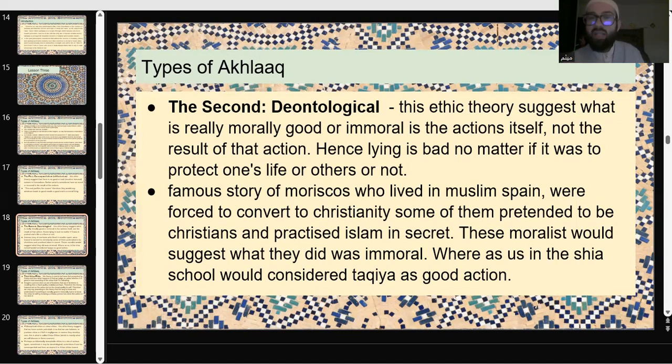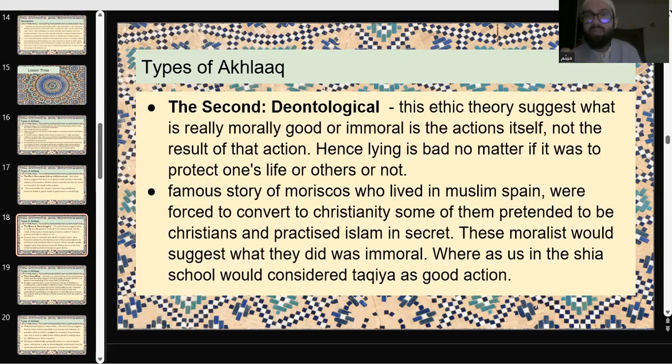There's a famous story about the Moriscos who lived in Muslim Spain. They were Jews and Muslims who had coexistence together. So here you have the story of the Moriscos. When the Europeans came and invaded and took over, they forced them to convert to Christianity. Some were exiled and some were forced to convert to Christianity.